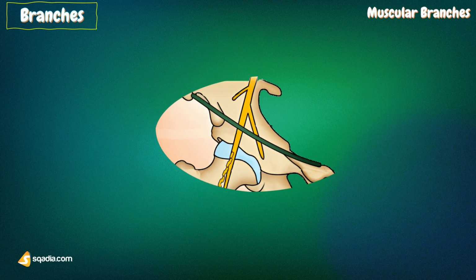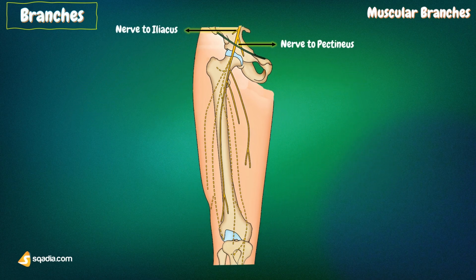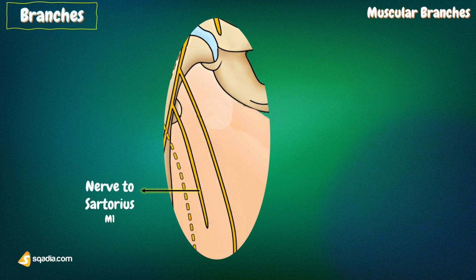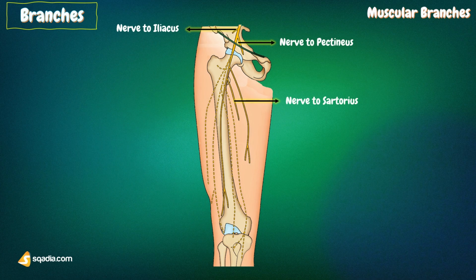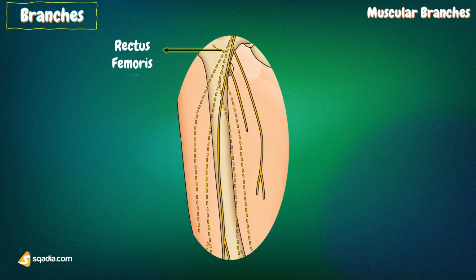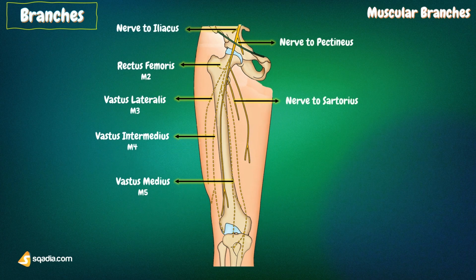The trunk gives a branch each to the iliacus and pectineus muscles in the abdomen. The anterior division supplies the sartorius, also referred to as the M1 branch of the femoral nerve. The posterior division supplies the rectus femoris, the M2 branch. The three vasti and the articularis genu, these are the M3, M4 and M5 branches of the femoral nerve.